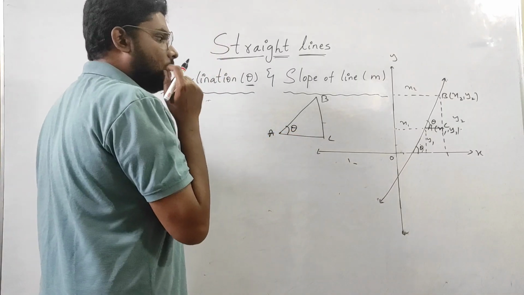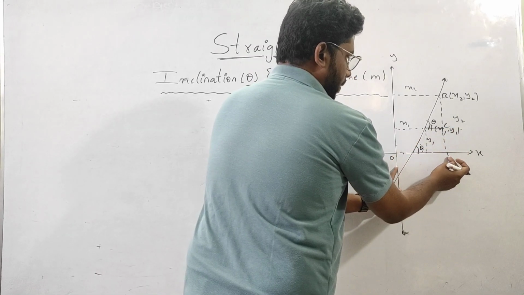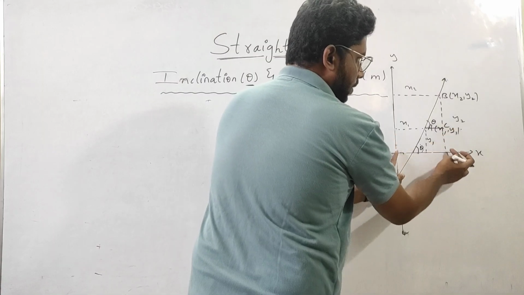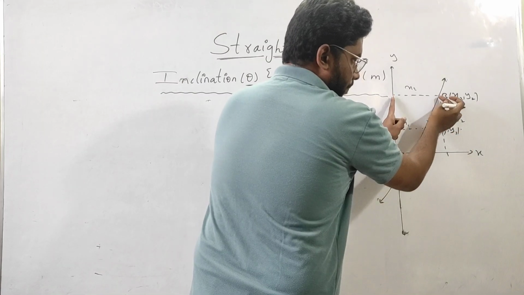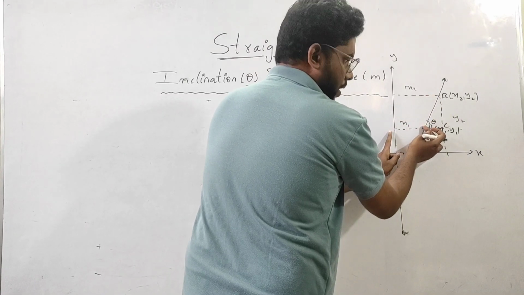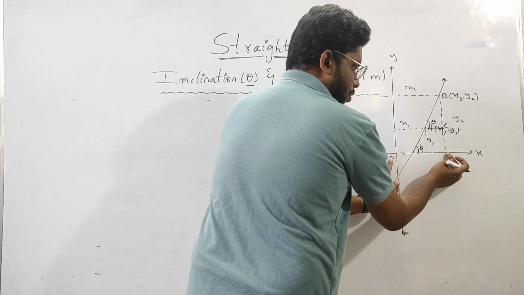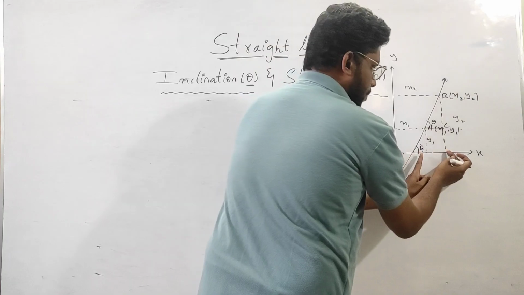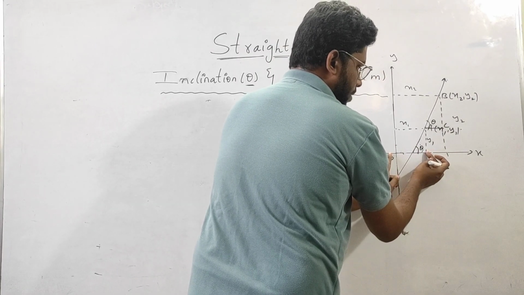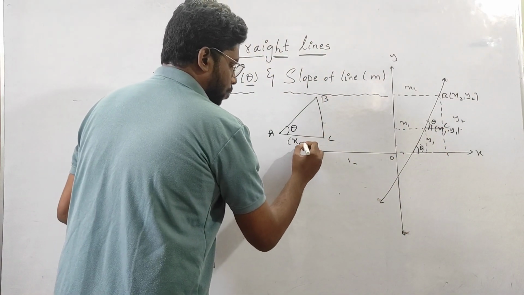Now let us see what the distance of AC is. How to find this distance? Look here, we know this distance is x2, and this distance is x1. I need this distance. How to find it? x2 minus x1 will give me this distance, the AC distance. So AC can be written as x2 minus x1.